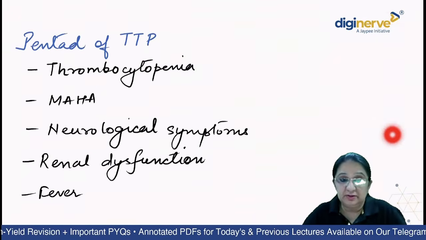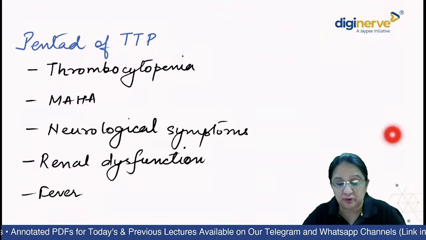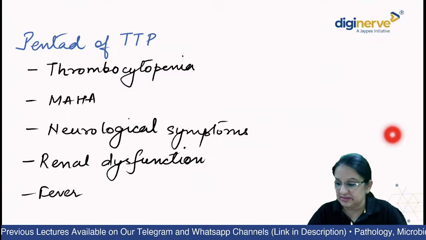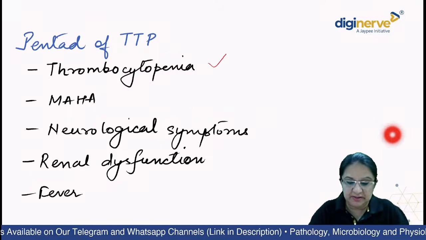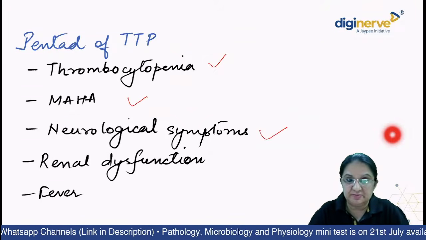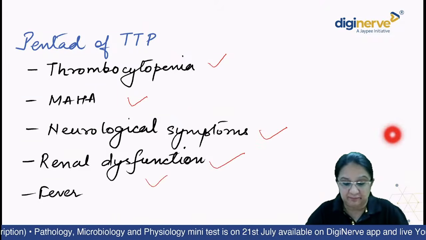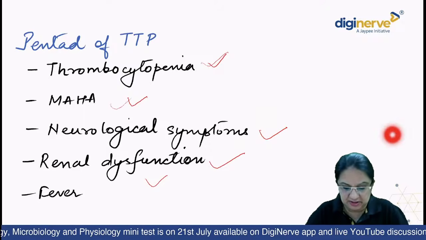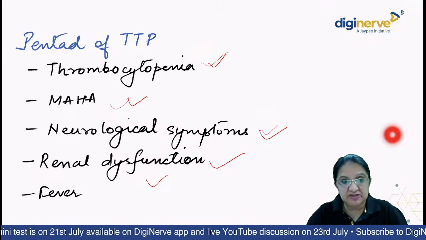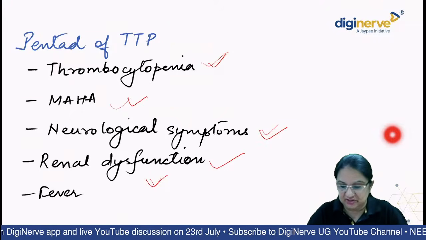Now, we had 4 T's in heparin-induced thrombocytopenia. We have 5 features in TTP: thrombocytopenia, microangiopathic hemolytic anemia, neurological symptoms, renal dysfunction, and fever. Not T's, sorry, I said T's. This is the pentad of TTP, 5 features, right?